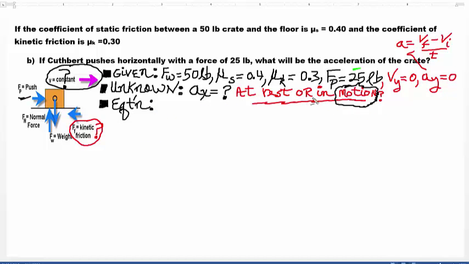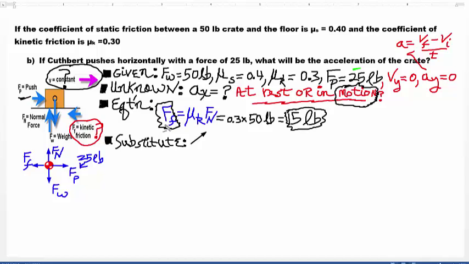Now the next question is, does it move with a constant velocity? If so, that would mean that the forces are balanced along the x-axis. Or are the forces unbalanced and therefore the crate would move with an acceleration? We know the pushing force is 25 pounds. We know that we have a sliding friction since the crate is in motion. Therefore, we need to find out what is the frictional force.